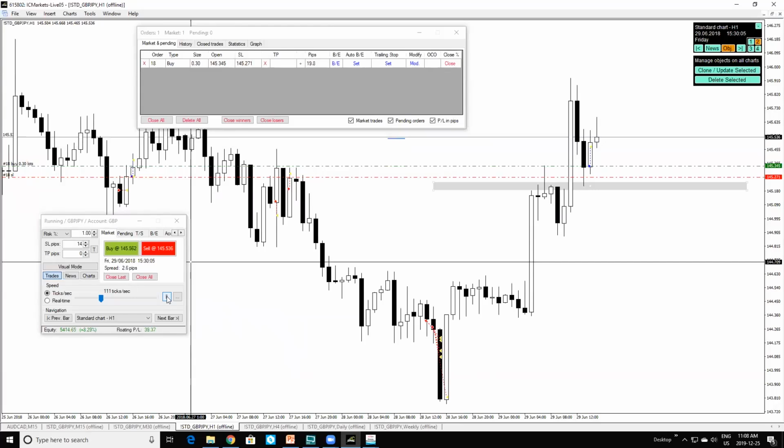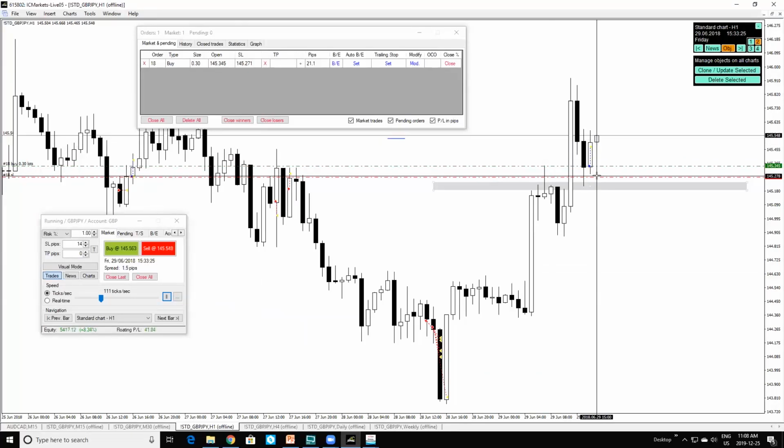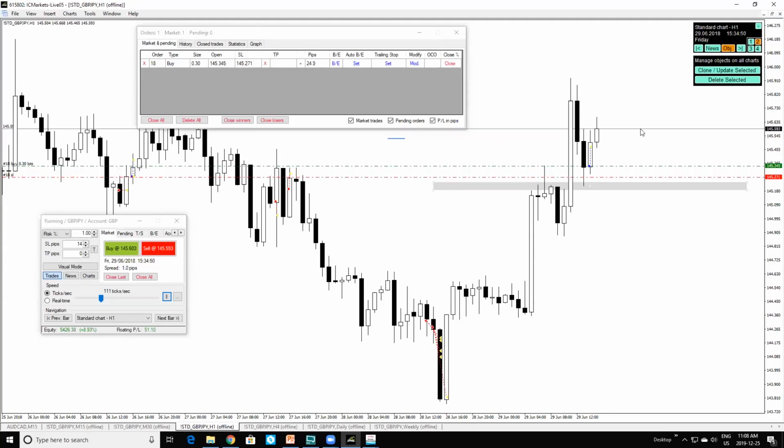Look at this price. This is going to come down, and we're going to take a buy and put a stop below the 1 hour candle, and this is going to continue moving up.